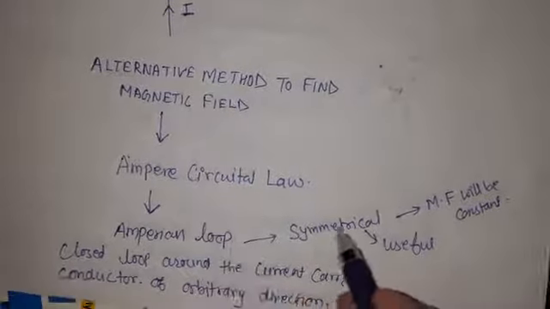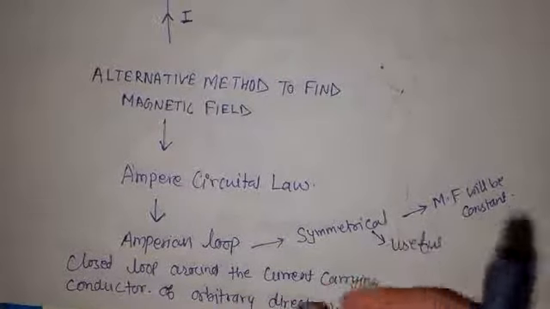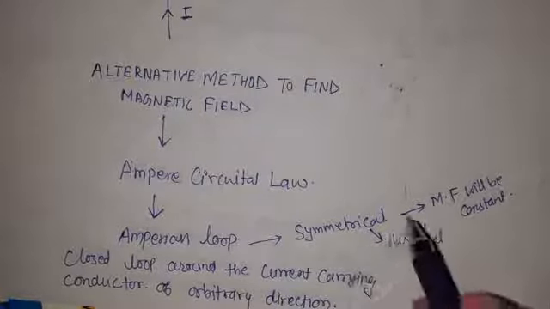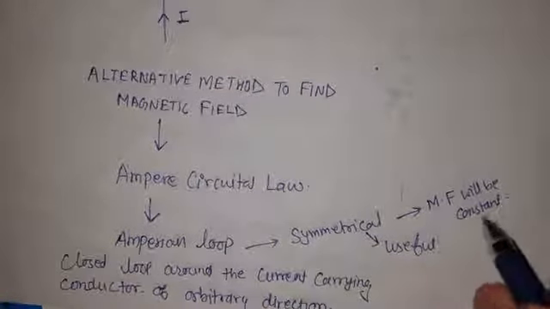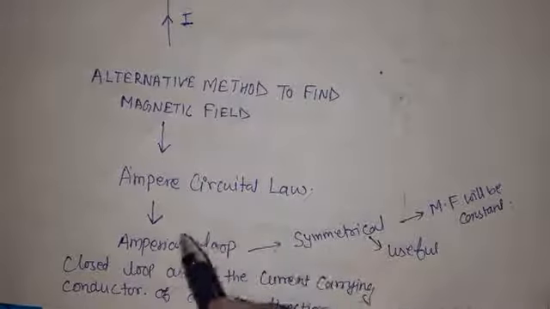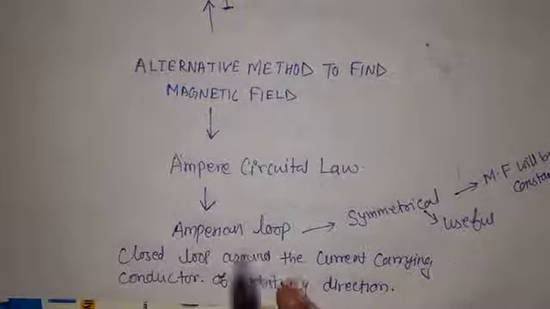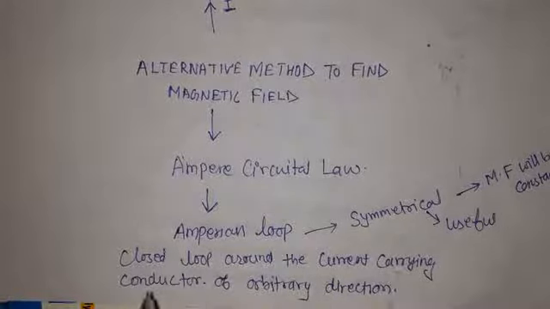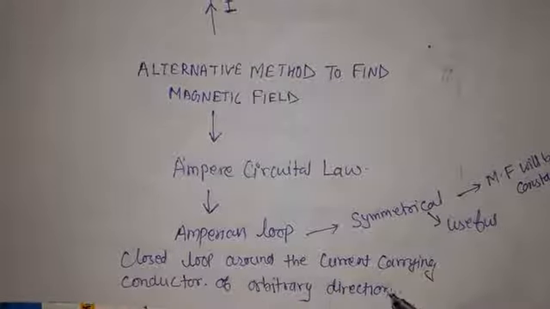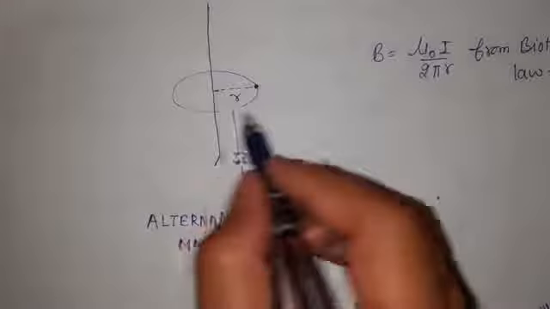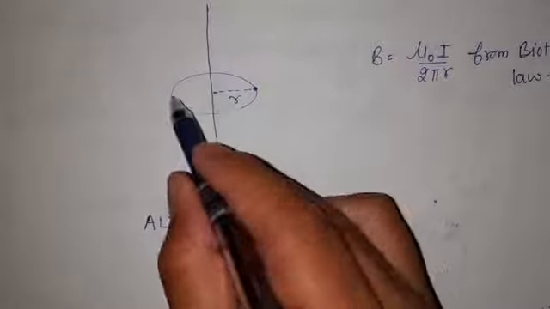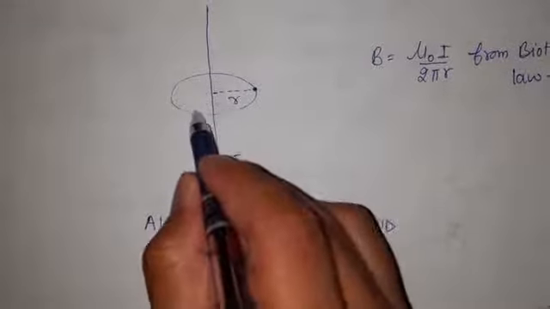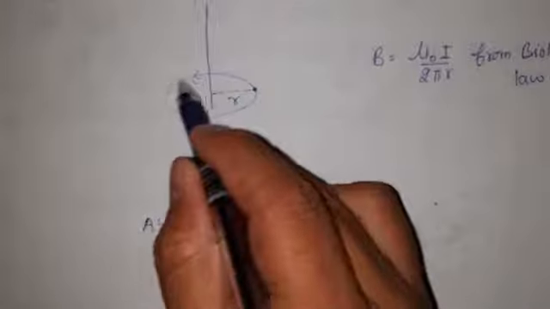This Amperian loop must be symmetrical. Symmetrical means the same everywhere. If it is symmetrical, then it is useful to find out this magnetic field. And the second thing, the magnetic field must be constant on this symmetrical Amperian loop. Now what is the meaning of this Amperian loop? It is a closed loop around the current carrying conductor of arbitrary direction. The direction you can take may be anti-clockwise or clockwise. If I consider the direction of the loop over here, let it be anti-clockwise.